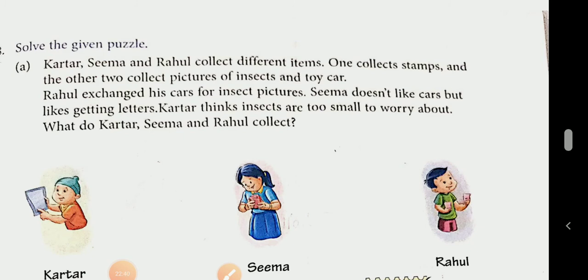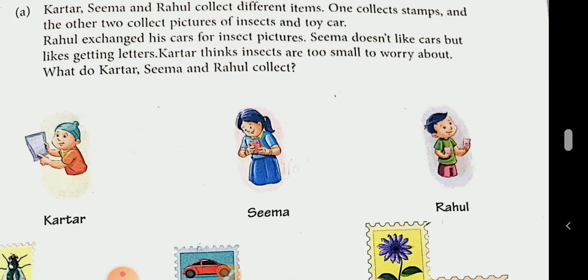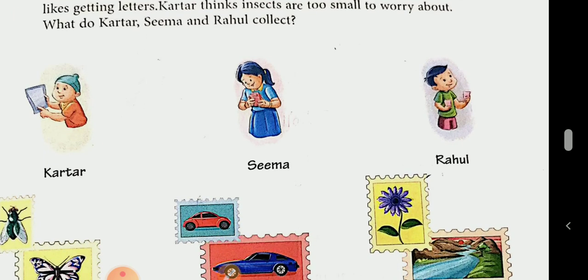Solve the given puzzle. Kartar, Seema and Rahul collect different items. One collects stamps and the other two collect pictures of insects and toy cars. Rahul exchanges his car for an insect picture. Seema doesn't like cars but likes getting letters. Kartar thinks insects are too small to worry about. What do Kartar, Seema and Rahul collect?